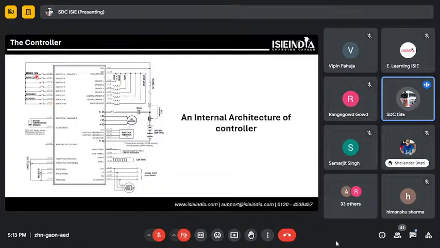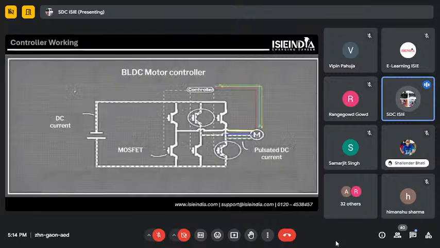There are different modes for forward and reverse controlling. These are the controllers with highly controlled configurations which we are using for electric vehicles, so we'll get an efficient output, right? So let's look at the operations.